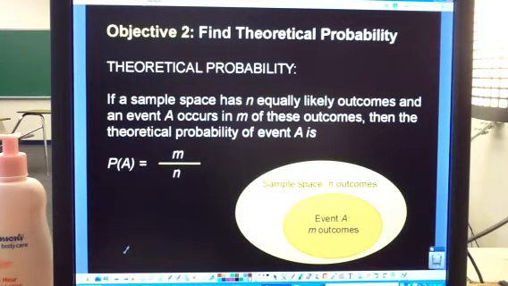So if we talk about theoretical probability, here's your definition. If a sample space has n equally likely outcomes, and an event A occurs in m of these outcomes, then the theoretical probability of event A is m over n. The event happening, this chunk out of this entire option space, out of all of our choices, what's the probability that this will happen within there? This is a little abstract for us right now, but we'll apply it in just 2 seconds. I'll give you a second to write down the definition.